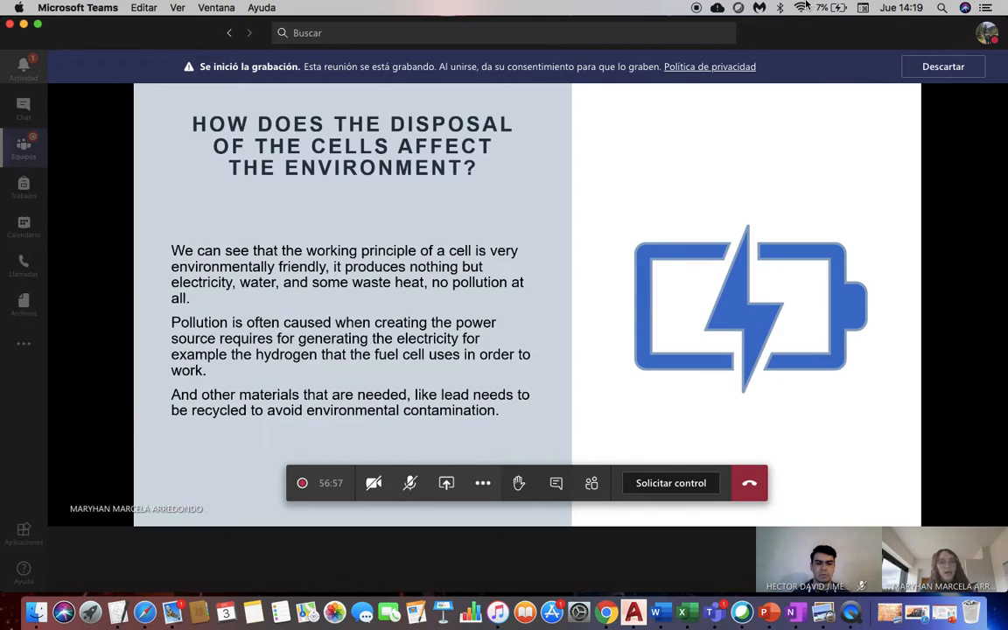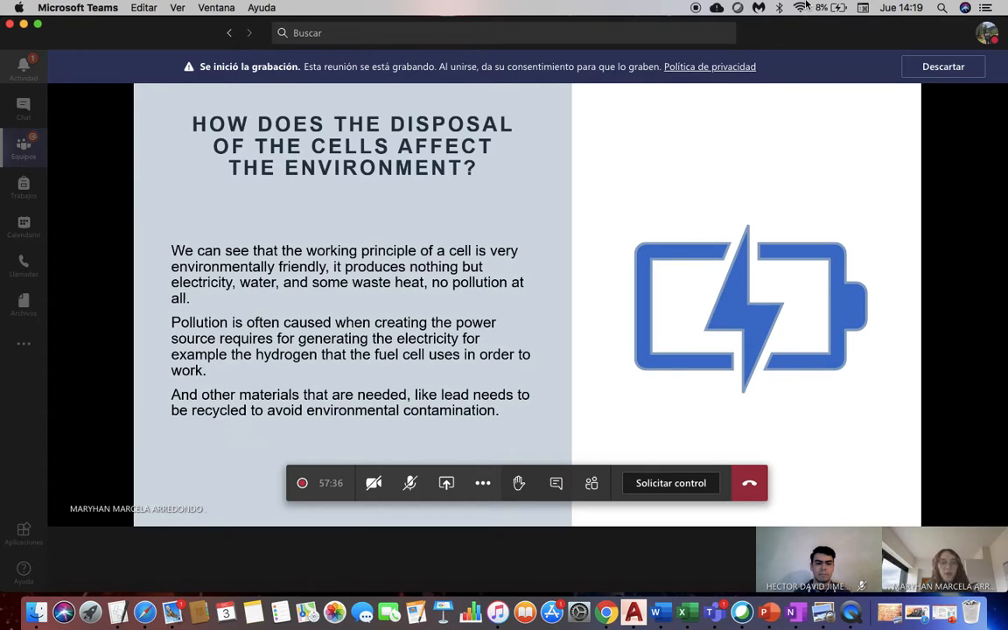But this also has a bad side. For example, the disposal of cells affects the environment. We can see that the working principle of a cell is very environmentally friendly, but pollution is often caused when creating the power source in order to create electricity. For example, in a fuel cell hydrogen is used, and although hydrogen can be produced for power sources carbon dioxide free, in industry they use fossil fuel, and we know that fossil fuel is one of the most contaminating pollutants in the world.